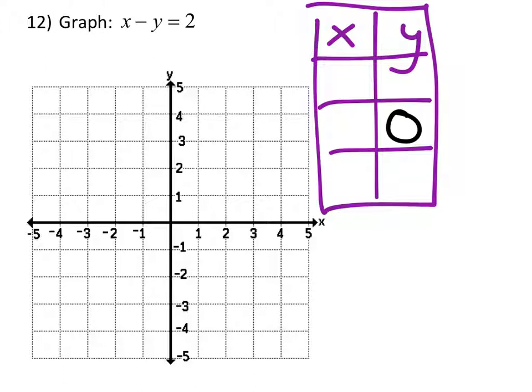Alright, so it's always helpful to choose a 0 value. Now to see the pattern, it may help to see a negative value and then a positive value, and 1 is also easy to work with. Most of the time, okay?